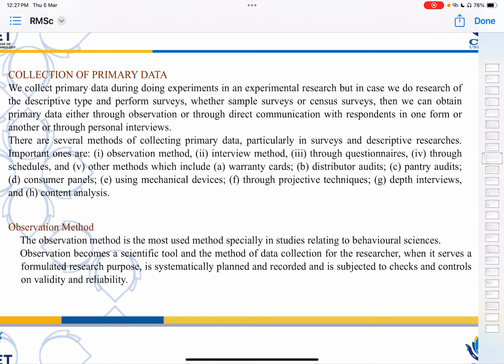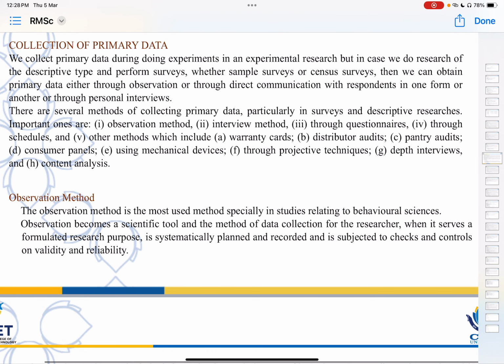So there are several methods of collecting primary data, like the observation method, the interview method, through questionnaires, and through schedules. Then there are others like warranty cards, distributor audits, pantry audits, consumer panels, using some mechanical devices, and so on. Let us discuss some of the methods for collection of primary data. The first is the observation method.